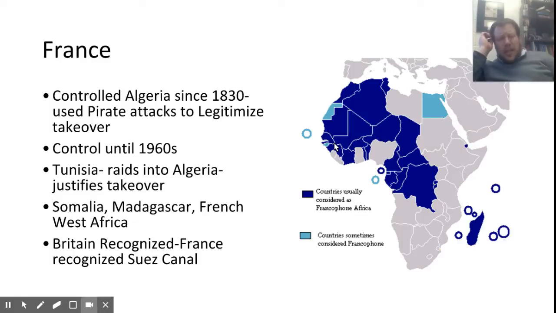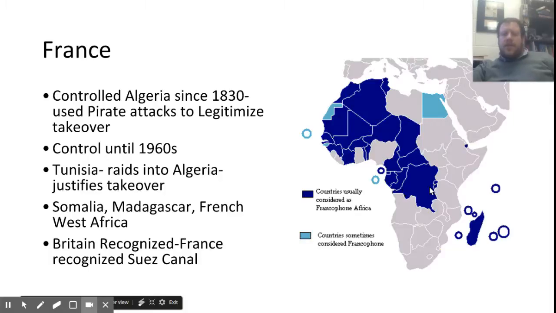But France actually controlled Algeria for a long time because there were pirates operating in Algeria that attacked French shipping. So they controlled the area and they just kind of started adding more and more territory to it, with different raids and takeovers. So in Tunisia, they said that people were raiding into Algeria, so they walked in and took that over. They worked over these areas over here.